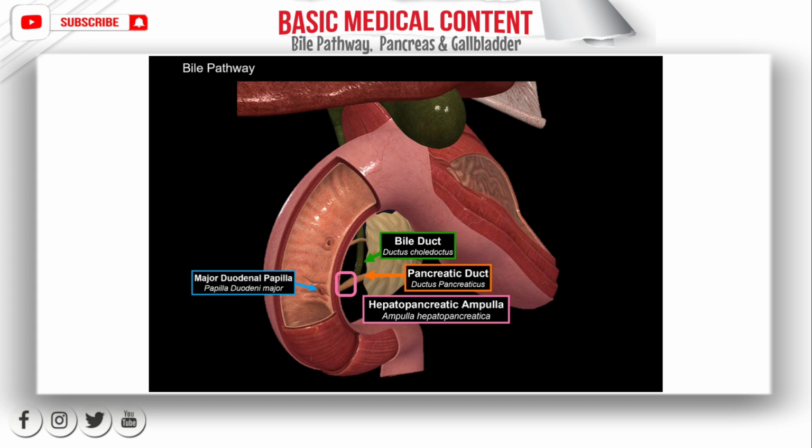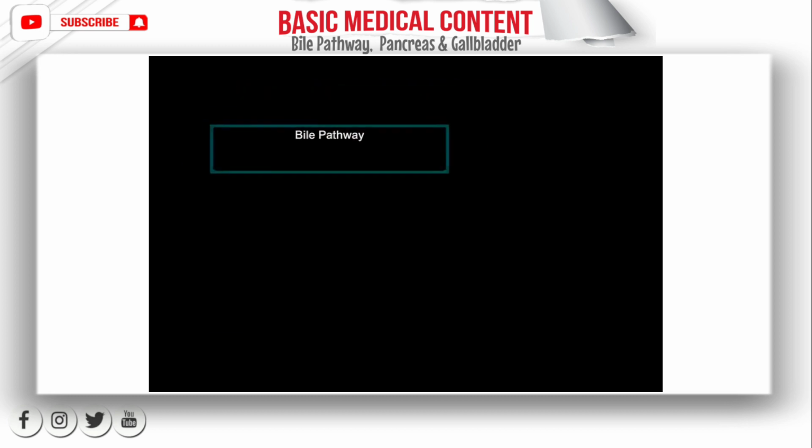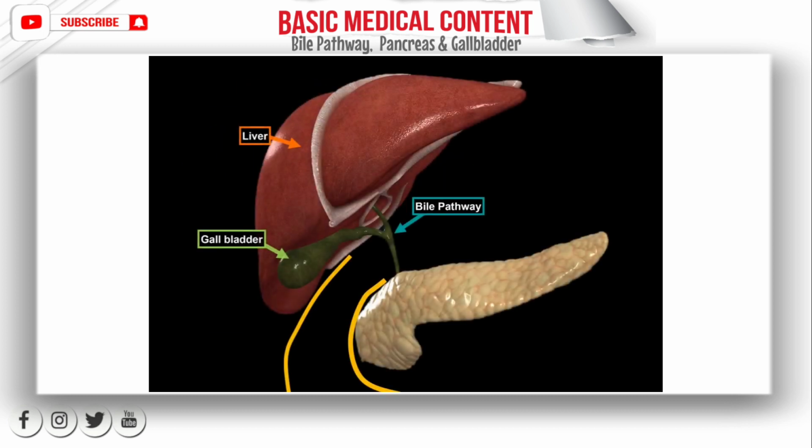And here, logically enough, you need something that makes sure that the food you eat doesn't go into the bile duct as it secretes the bile. And it does that through this sphincter here formed by the tunica muscularis. This sphincter it forms is called the hepatopancreatic sphincter, also known as the sphincter of Oddi. So now we've gone through the anatomy of the liver, the gallbladder, and the bile pathway. Now let's look at the anatomy of the pancreas a little bit.